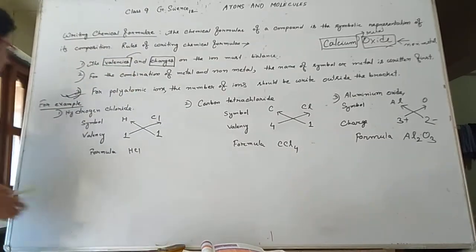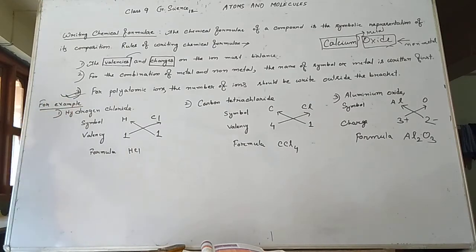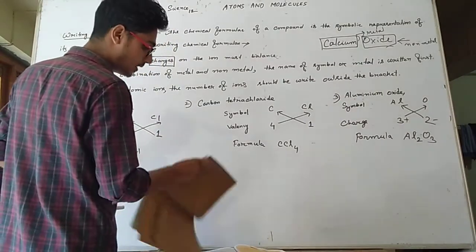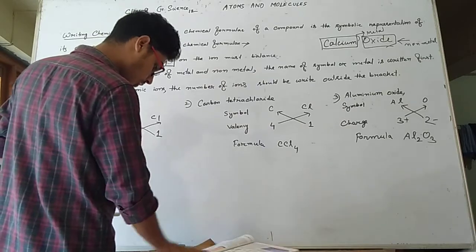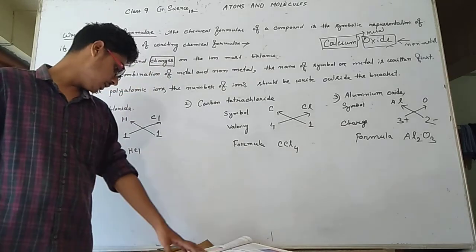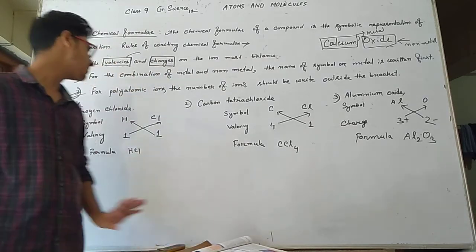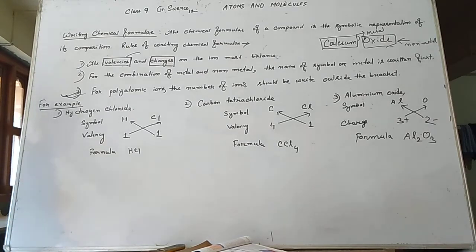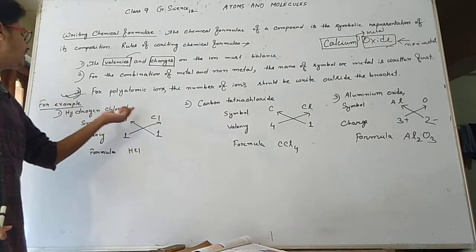So how to write a chemical formula? We take 3 examples. The first example is very easy. That is hydrogen chloride. How to write it? The symbols of elements you have to know. You must know the symbols of elements. In your book, Table number 3.1, page number 34, has the elements and their symbols. Symbols for some elements are given. You should remember these symbols. After remembering, for hydrogen chloride, H represents hydrogen and Cl represents chlorine.